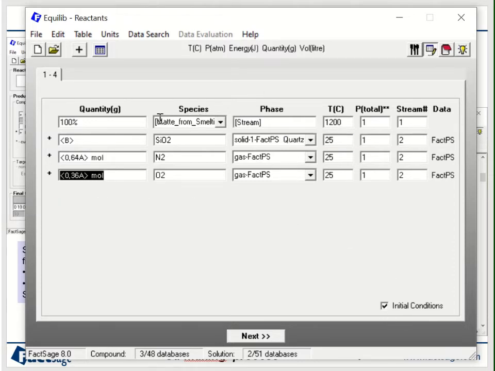So the matte is coming at 1200 degrees Celsius. The other one is inserted from 25 degrees Celsius. And the database selection is the same as before. And next.